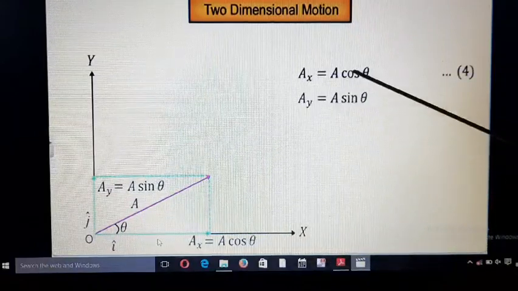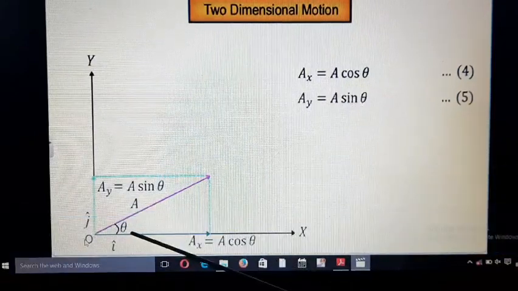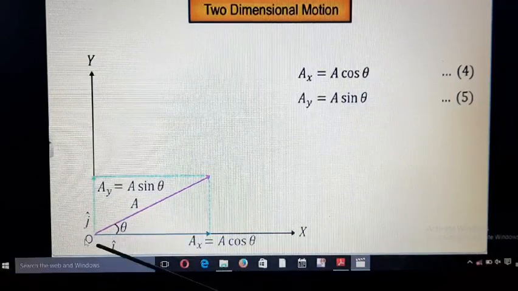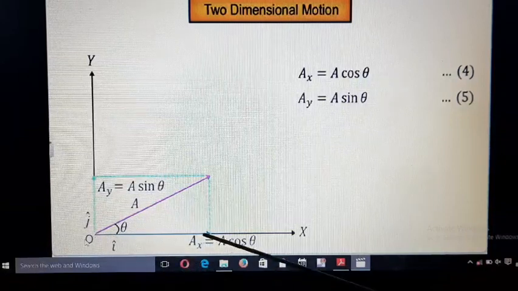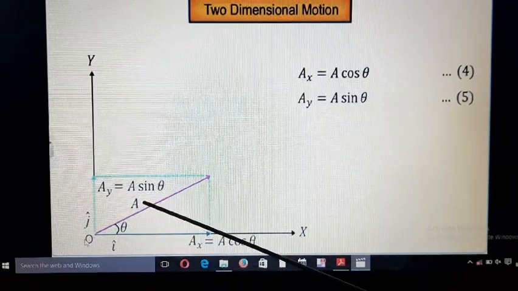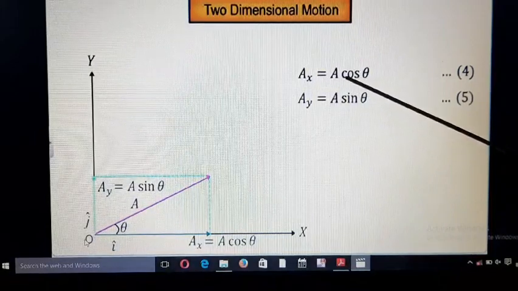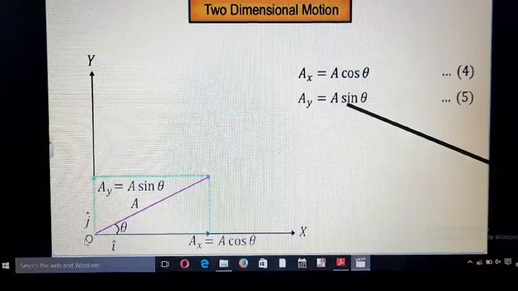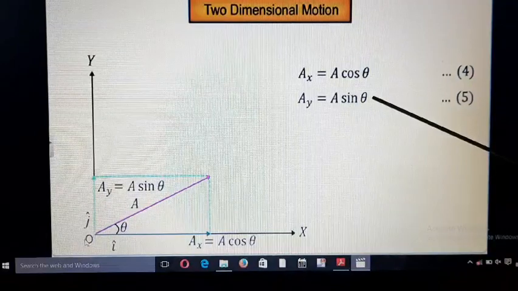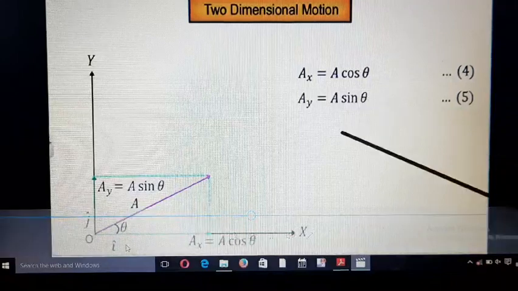According to the definition of cos theta, we can write down here, look here, theta is the angle. Look here, this is cos theta. So cos theta is equal to, we can write down here, OA upon A, meaning Ax upon A. So Ax is equal to A cos theta. Same way, Ay is equal to A sin theta. This is the x component and Ay is equal to A sin theta is the y component. And now we want to find out its value.